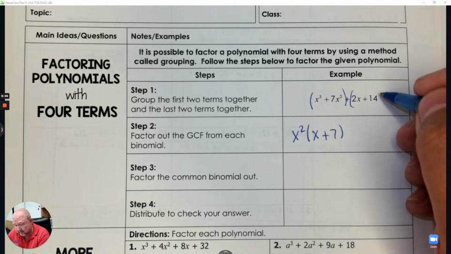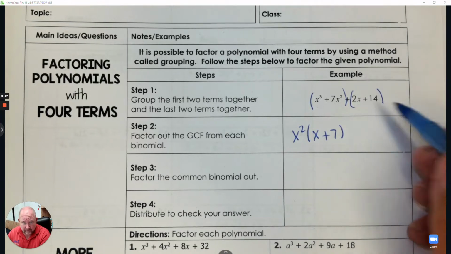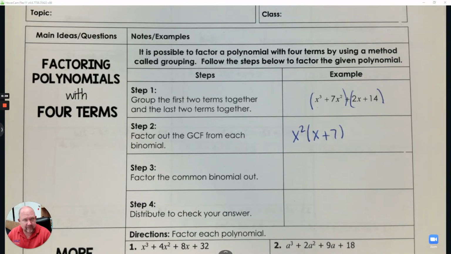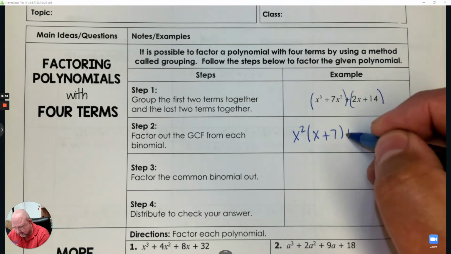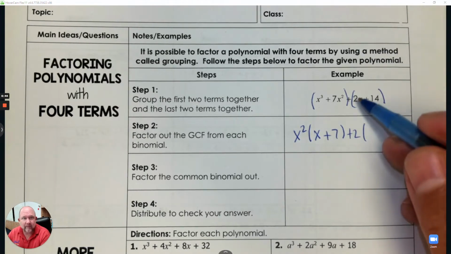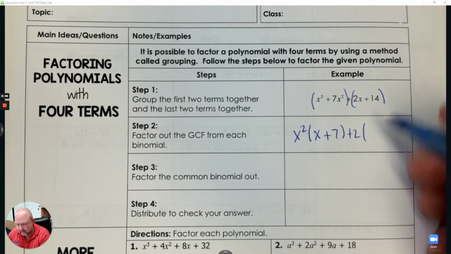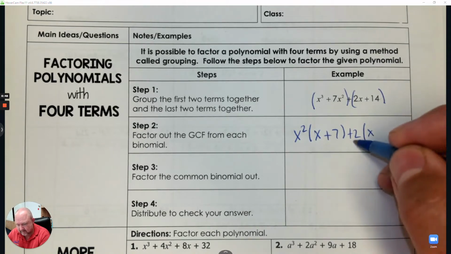And we're going to do the same thing here. 2 and 14. What's the largest number that goes into both evenly? That's 2. And then we divide. So 2x divided by 2 is 1x, and 14 divided by 2 is 7.